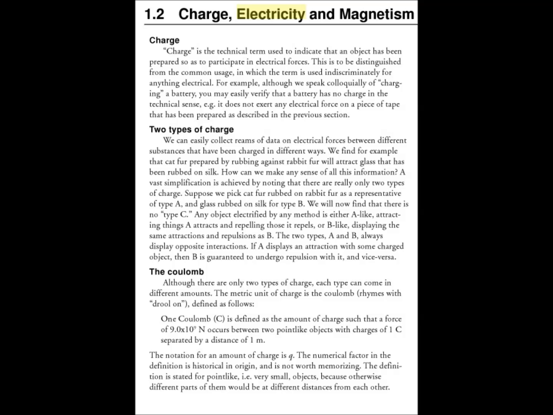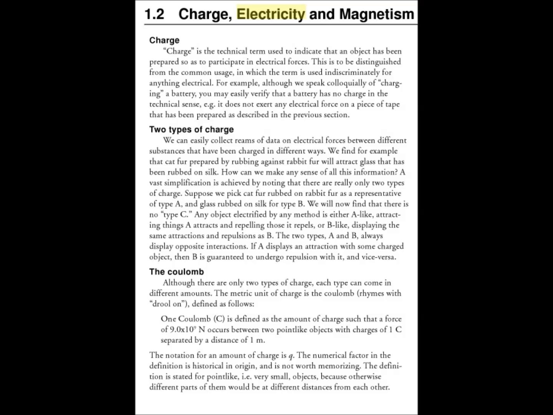Two types of charge. We can easily collect reams of data on electrical forces between different substances that have been charged in different ways. We find, for example, that cat fur prepared by rubbing against rabbit fur will attract glass that has been rubbed on silk. How can we make any sense of all this information?